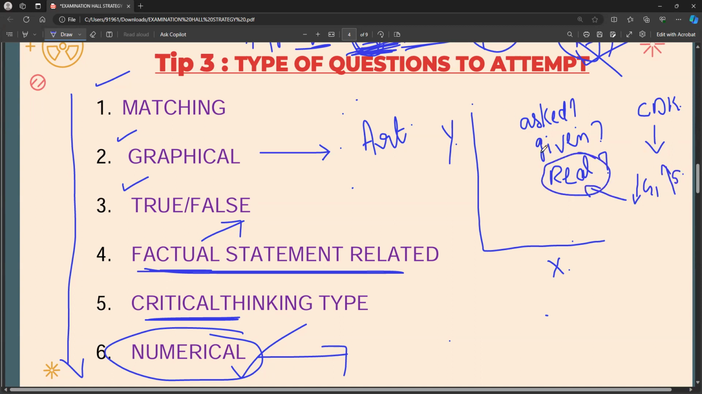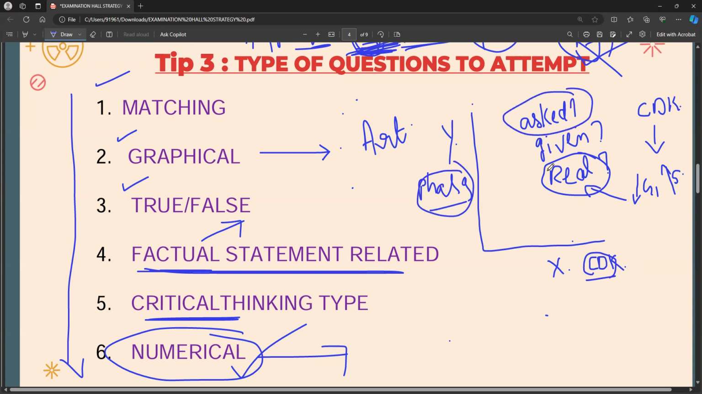Now you have to find out whether the reality is there in the question or not. So now you have to check what was given. On the x-axis, mostly what will they give? They will give the activity of the CDK. On the y-axis, different phases of the cell cycle. So the given data is the CDK value on the x-axis and the phase on the y-axis. Correct. Now what is asked?